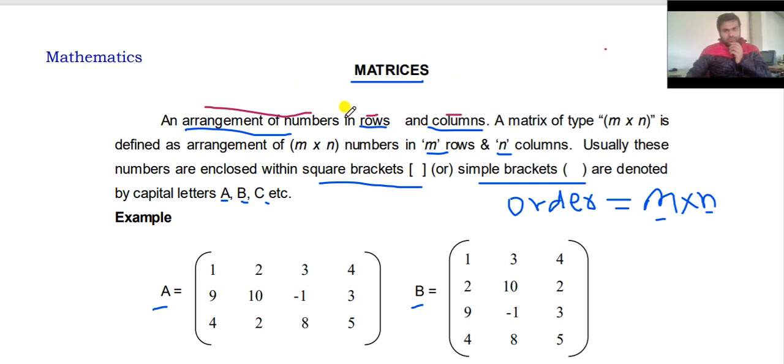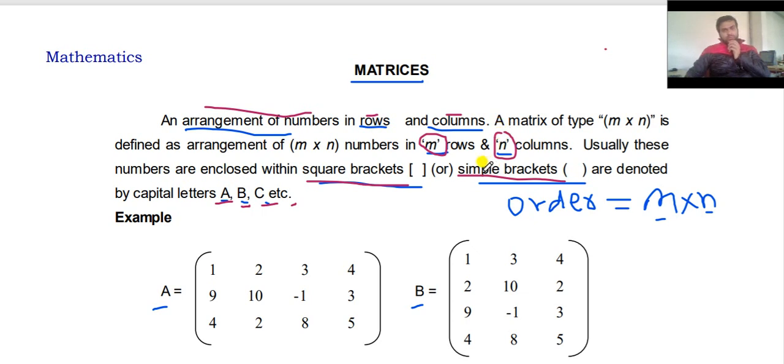So these numbers which are arranged in row and column are enclosed within two types of bracket. One is square bracket and another is simple bracket. And the matrix is denoted by capital letters like A, B, C, D and etc. The number of rows present in a matrix is denoted by a small letter m, and the number of columns present in a matrix is denoted by small n.